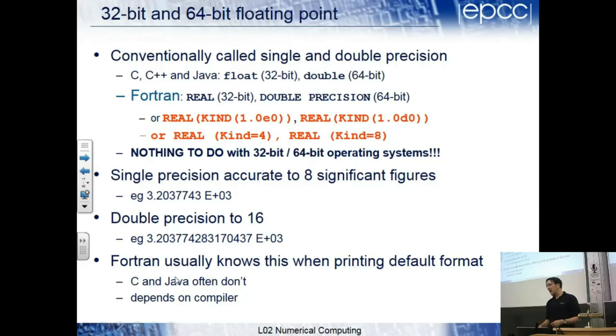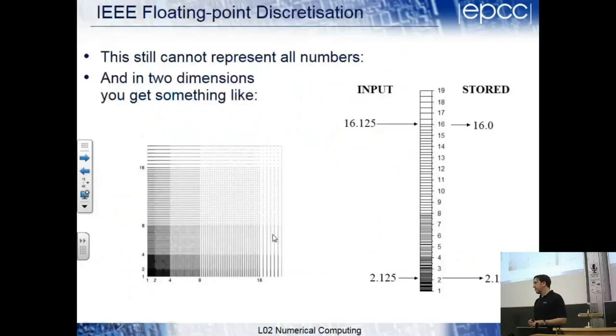What I'm saying is, if I print out a double precision number in the default format, it may print it with only about 8 significant figures, despite the fact that there are more there. So sometimes you have to play around a bit to get these things to work out. You can think about this as being a grid, for example.